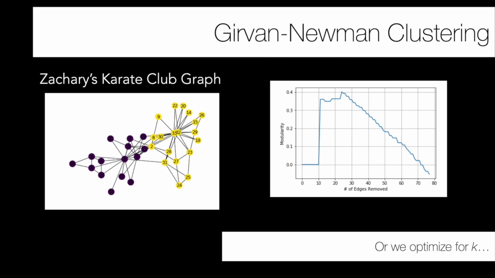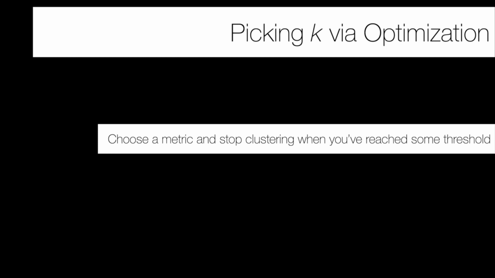Optimization-wise, though, we've already seen this idea of optimization come up with the Girvan-Newman case, where we didn't specify a k value beforehand. Instead, what we did was we said, well, here's some metric that we want to optimize, specifically modularity in this case, and we will iteratively remove these edges until we've maximized our modularity metric. So then we say our k value is whatever the number of clusters or communities that we've identified after we remove this many edges. Ultimately, though, you still have to pick something.